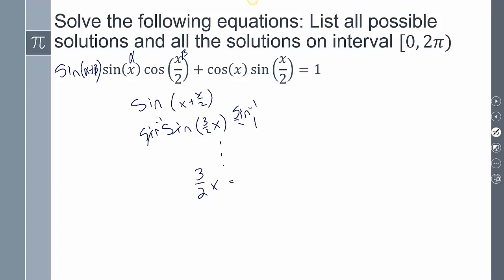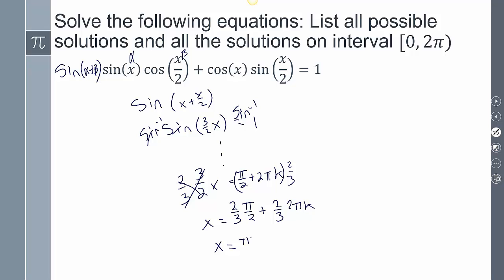Now just remember, when I do have that 3/2 x, the sine inverse of 1 is going to be pi halves plus 2 pi k. You do have to multiply everything by 2 and divide by 3. So multiplying everything by 2 and dividing by 3, I get x equals 2/3 times that pi halves plus 2/3 times the 2 pi k. So when you go through simplifying that, x would equal pi thirds plus 4 pi k thirds, where k is an integer.